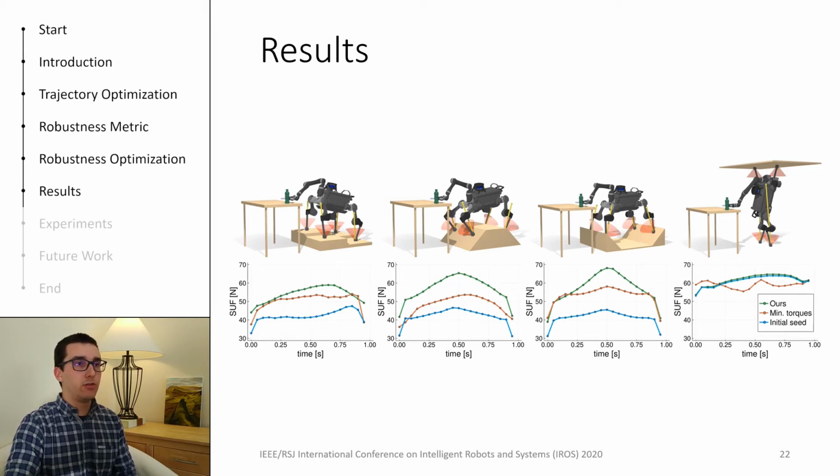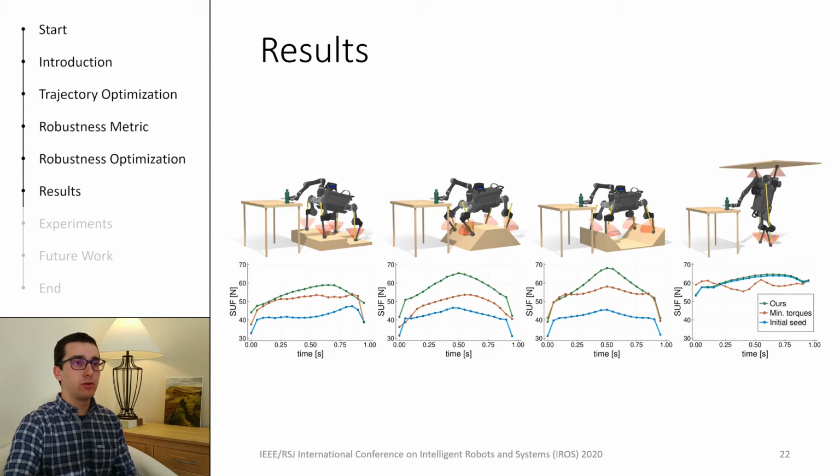The step scenario, with flat slabs at different heights, the ramp and valley scenarios with steep slopes, and an extreme handstand scenario. The plots show the results for each of those scenarios. The x-axis is time in seconds, and the y-axis is the smallest unrejectable force in newtons.